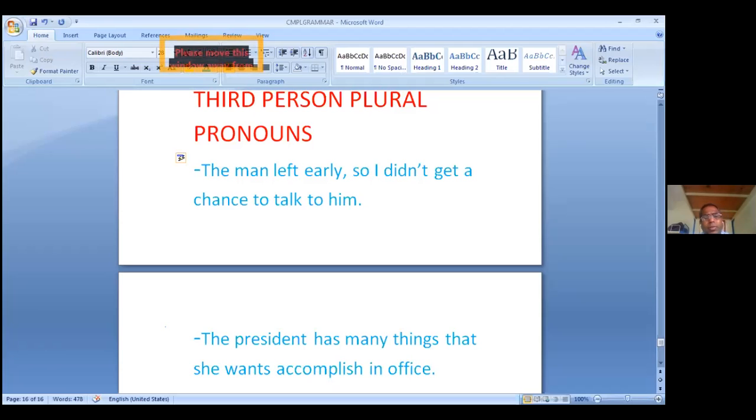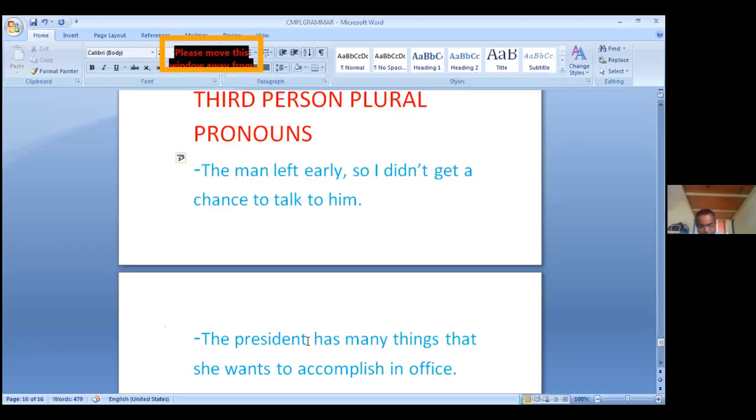The president has many things that she wants to accomplish in office. Dear student, this president has many things that she wants to accomplish in office.